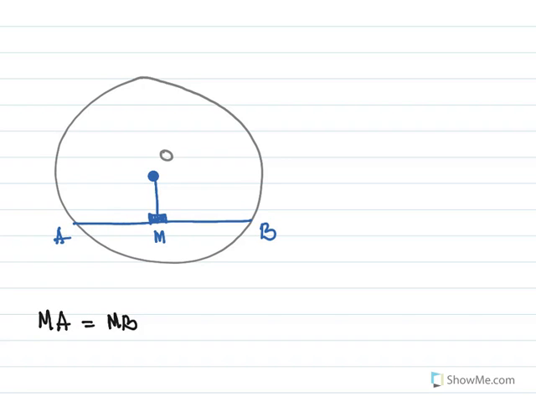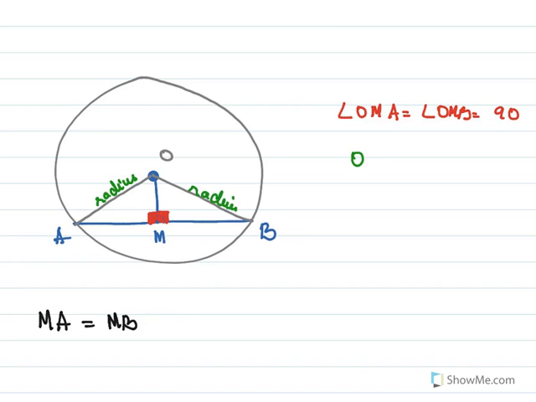So I join OA and OB, and I show these two triangles are congruent. First thing is, this is 90, so I have these angles. I have angle OMA equal to angle OMB 90, because OM is perpendicular. Then we have two radii. This is radius and this is also radius. So OA equal to OB because they are radius.